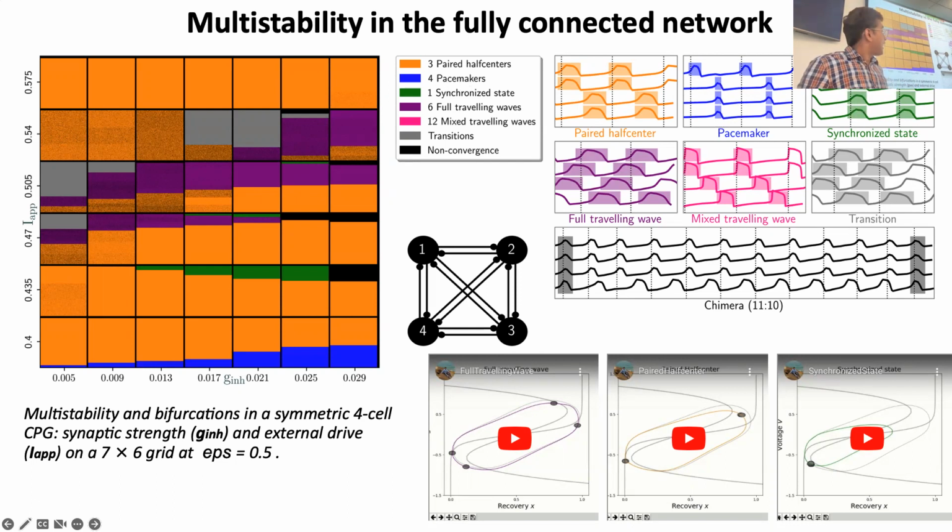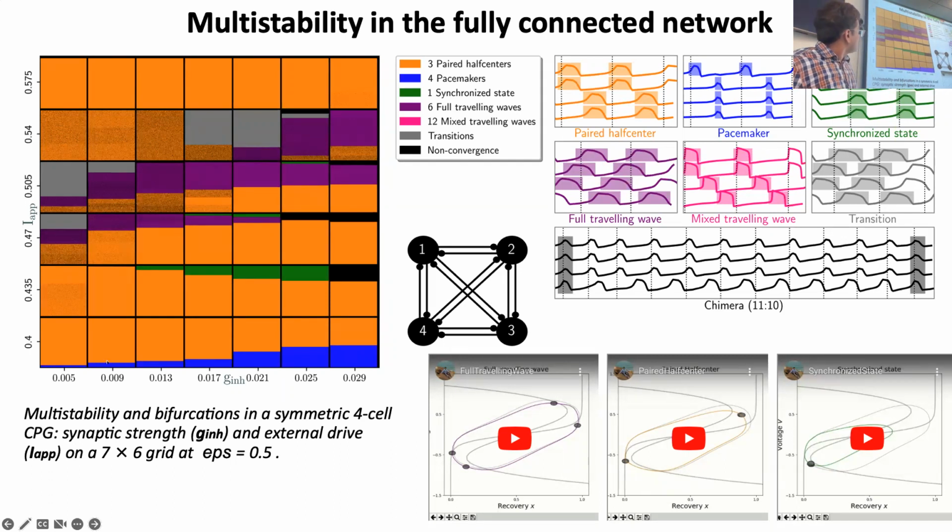You can also have a synchronized state in this network, even though this is a mutually inhibitory network. It can still produce a stable synchronized state. And you can have a full traveling wave rhythm where the first cell fires, then the second, then the third, then the fourth. There are 6 such traveling wave rhythms by symmetry. And there's a mixed traveling wave rhythm where 2 of the cells are firing in phase, and then there is a traveling wave with the third and the fourth. There are 12 such mixed traveling wave rhythms.